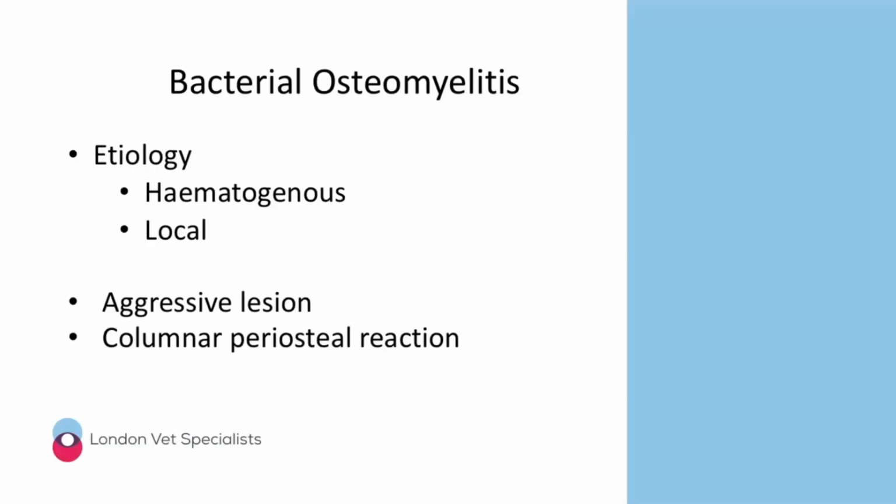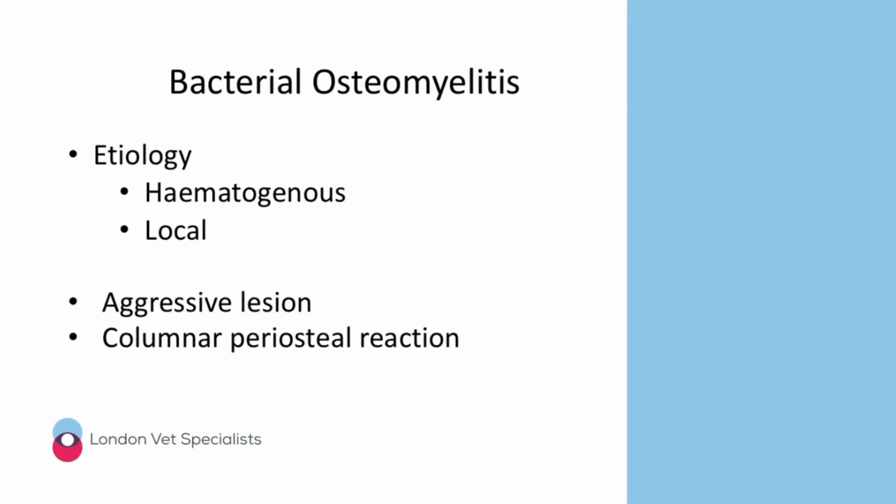For patients that have bacterial osteomyelitis, so aggressive bone disease secondary to infection rather than neoplasia, it can affect the bones in two ways. Either it can get there via the blood, so hematogenous spread of bacteria, or the infection can be introduced as a result of some sort of local trauma. Again, the lesions are going to appear as aggressive, and for bacterial osteomyelitis and osteomyelitis in general, it's more likely to have a columnar type periosteal reaction.